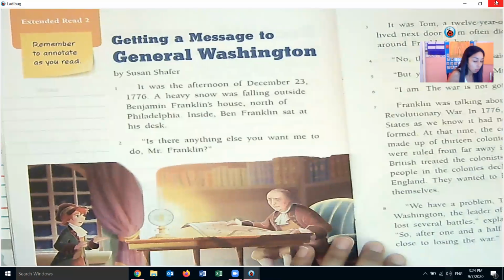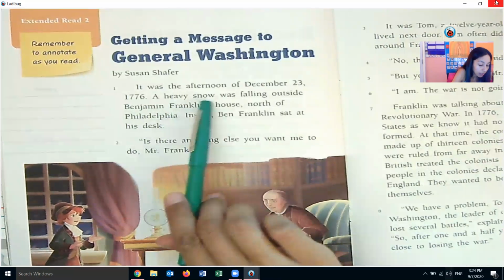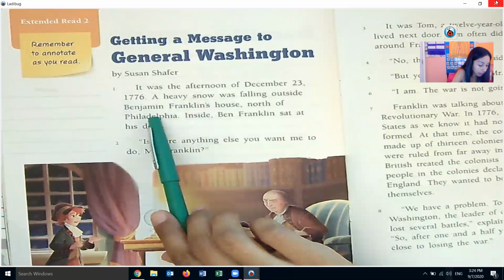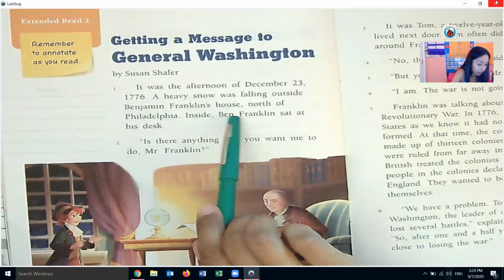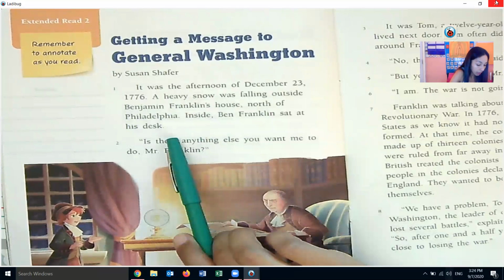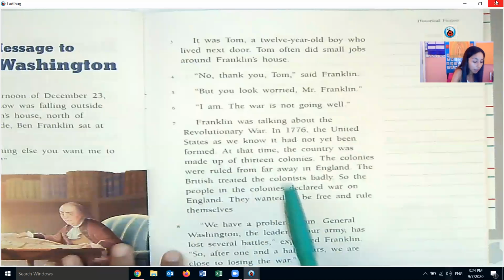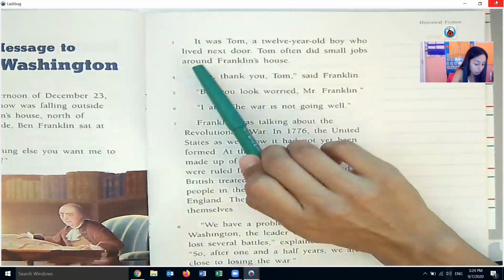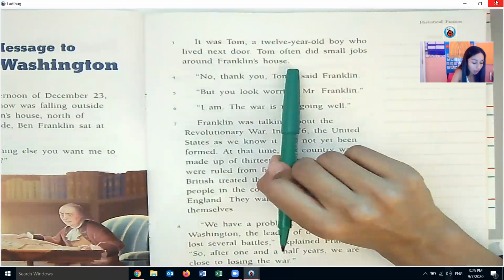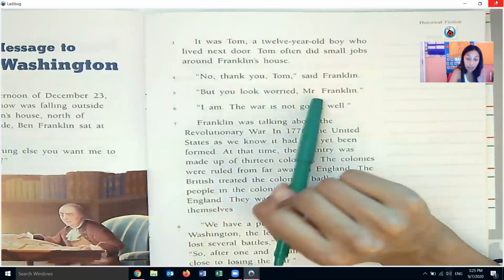Getting a Message to General Washington by Susan Schaefer. Here it goes. It was the afternoon of December 23, 1776. A heavy snow was falling outside Benjamin Franklin's house, north of Philadelphia. Inside, Ben Franklin sat at his desk. "Is there anything else you want me to do, Mr. Franklin?" "Excuse me." It was Tom, a 12-year-old boy who lived next door. Tom often did small jobs around Franklin's house. "No, thank you, Tom," said Franklin. "But you look worried, Mr. Franklin."